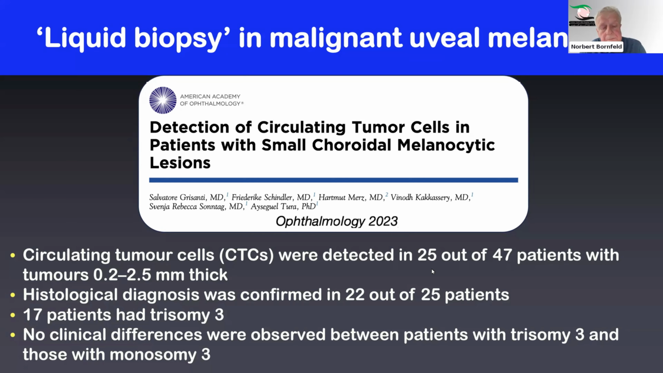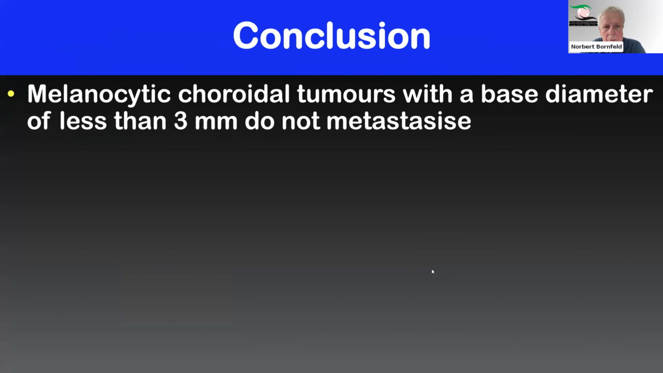And one of the limitations of that study was that the molecular genetic workup was not done in the biopsy specimen. So the tumor cells were not compared to the circulating tumor cells in the peripheral blood. So we'll look and see, but liquid biopsy definitely will become a technique in order to get a genetic workup of uveal melanomas. So what are the conclusions?